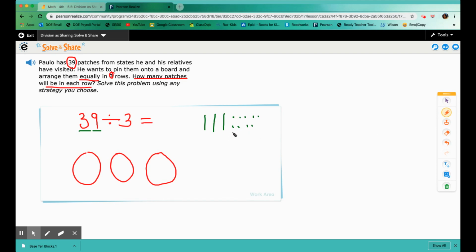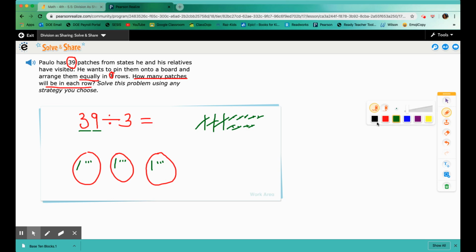Now we are going to share the three tens among the three groups. One, two, three. I'm done dividing the tens among the three groups. So now it's time to divide the nine ones among the three groups. One, two, three, four, five, six, seven, eight, nine.